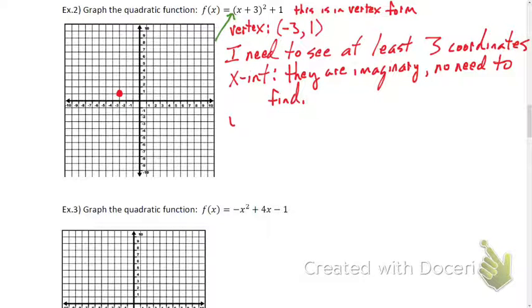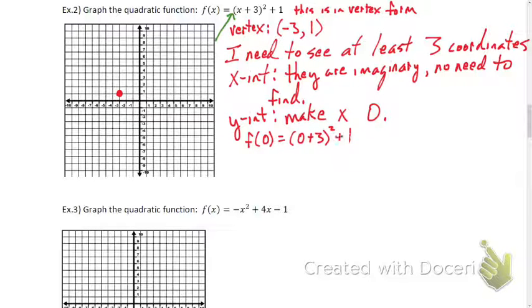All right, maybe let's find the y-intercept. Make x 0. So f of 0 is 0 plus 3 squared plus 1. We can do that math in our head, right? We get 9 plus 1, which is 10. So there's a dot at 10, right up there.